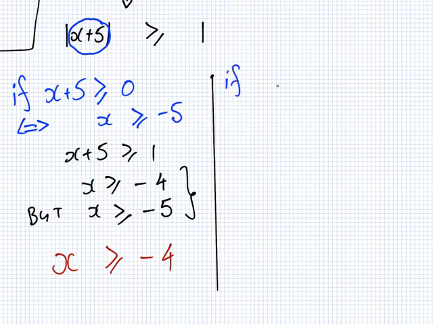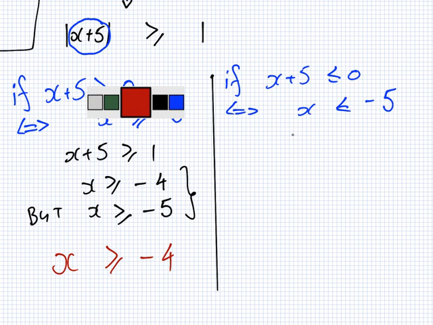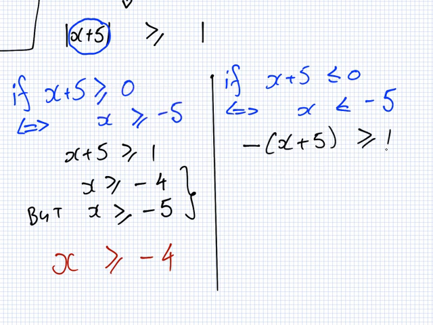Now, if x plus 5 was negative, or in other words, if x was smaller than or equal to minus 5, then what would the modulus function do? It would change its sign. So then you would have minus (x plus 5) greater than or equal to 1, which means minus x minus 5 is greater than or equal to 1, which means x must be smaller than or equal to minus 6.